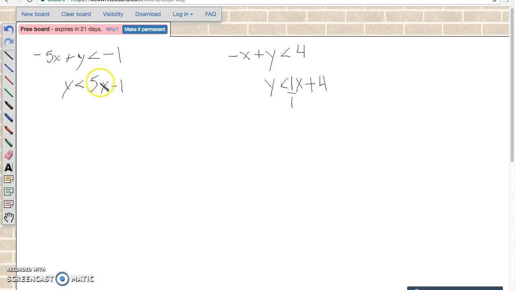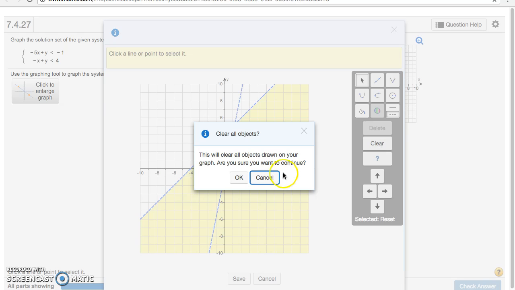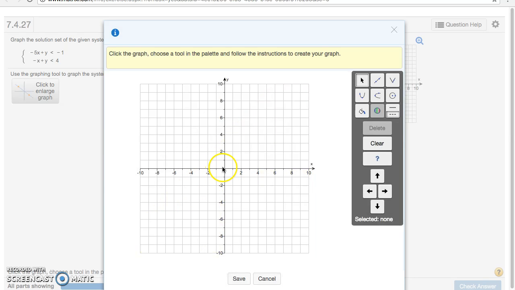Okay, so let's go and graph the first inequality. Our y-intercept here is the -1, so we can go to our y-axis on our graph. First we need to make sure that we're on the line tool and dashed, because both of these inequalities are less than, they are not equal to. So we need a dashed line.